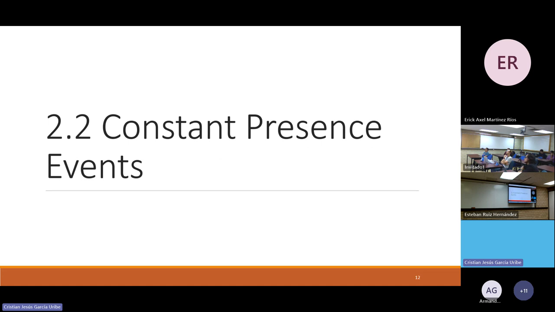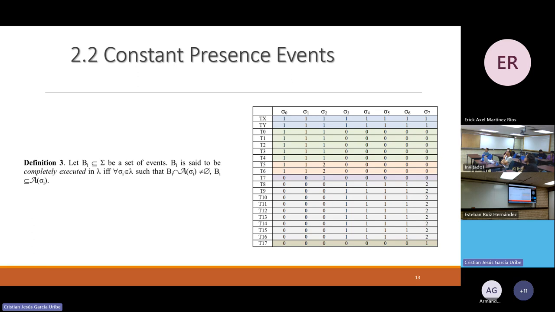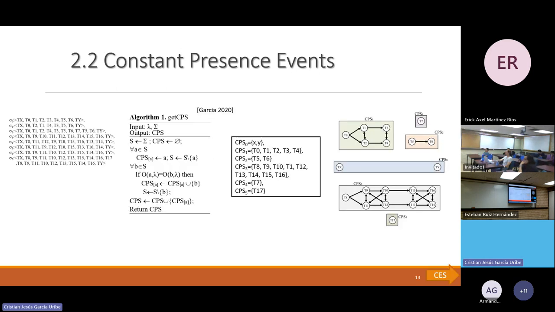Now, let's start clustering events with constant presence. A set of events with constant presence is when each element in a set is observed the same number of times in the same set of traces of the log. This is done with a presence vector, published in another work in 2020. The following table shows that the events T0, T1, T2, T3, and T4 have the same presence vector. Then, given a log like the following and using algorithms from the article published in 2020, the following sets are produced, each one with constant presence.